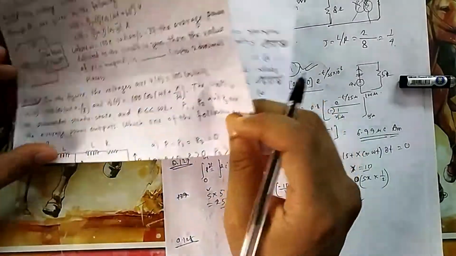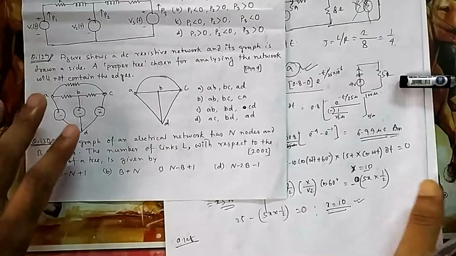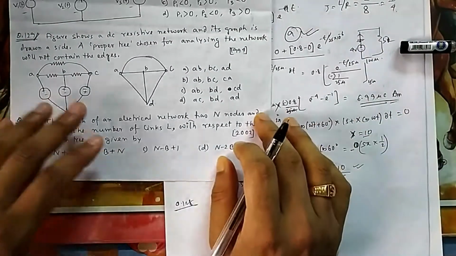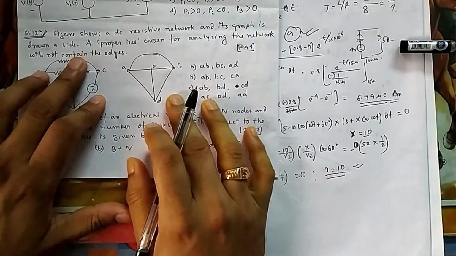Okay, next I think this is related to graph theory. These questions now are coming from graph theory. The figure shows a DC resistive circuit and its graph is drawn alongside. What is the proper tree?